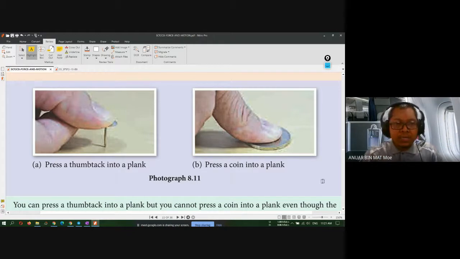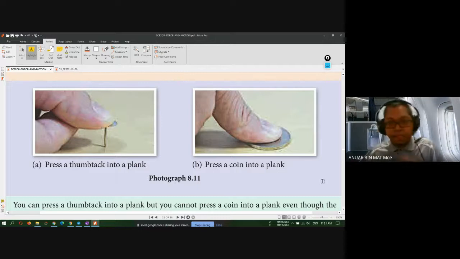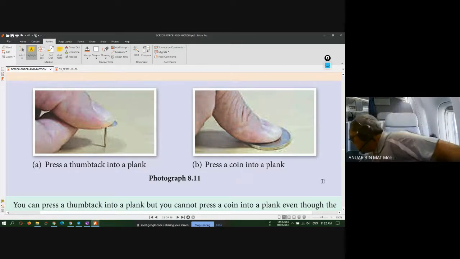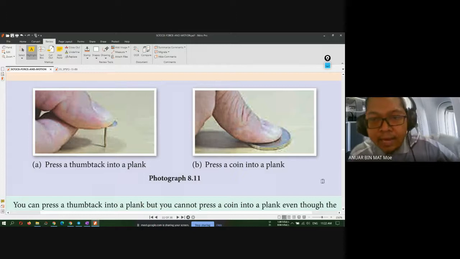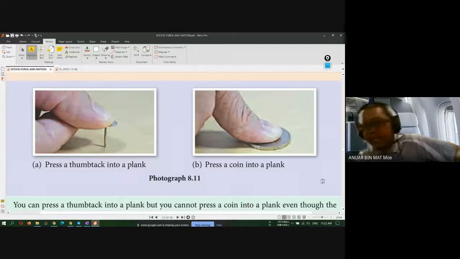So which one do you think has the highest force? A or B? Just guess, no problem. The highest pressure, between A and B. Which picture must you apply the highest pressure? B. Yes, B, right? Okay, why? Because it has to do with the surface area over here.